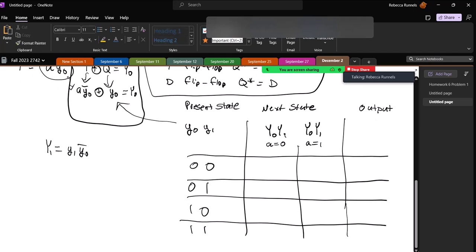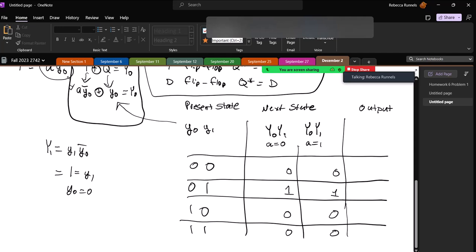Since this is an AND, if Y1 is 0, the AND of 0 with anything is 0. So I'll have a 0 here and a 0 here. This column is going to be the same, 0, 0. And the only time this is going to equal 1 is when Y1 is 1 and Y0 is 0, and that's right here. Otherwise it would equal 0.